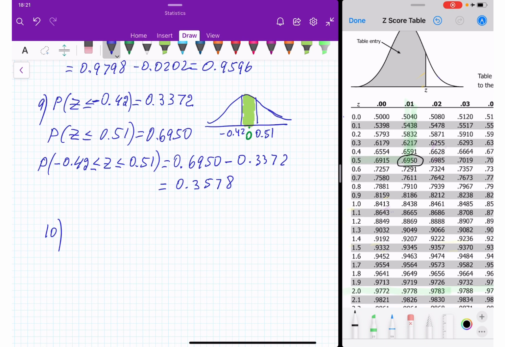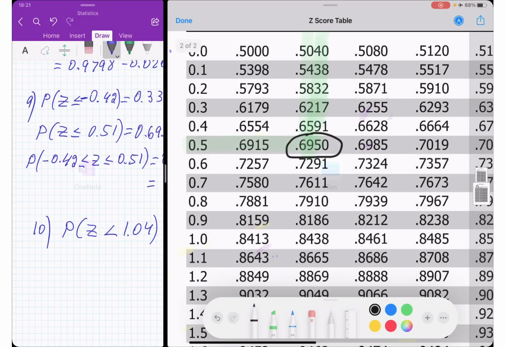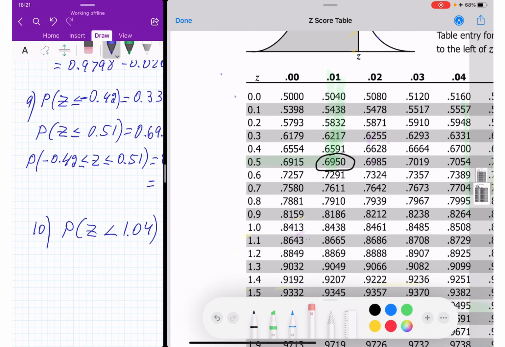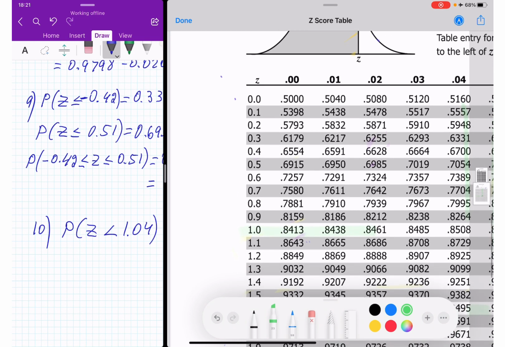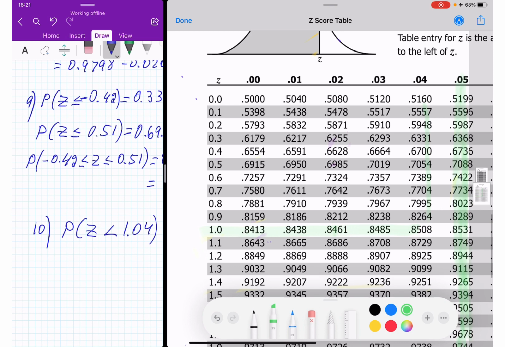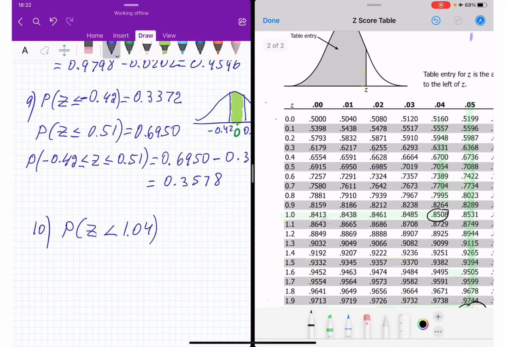Okay, moving to question number 10. So what do we have here? We need to find the probability for z-score less than 1.04. Okay, positive 1.04, it's pretty straightforward. We already learned it, right? 1.0 and 4 comes right here. This is 4. So it's going to be 0.8508.